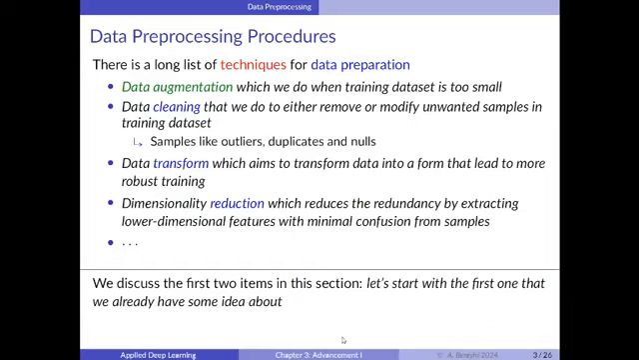Data cleaning is, for example, when we want to remove the unwanted samples, or for example the outliers, the anomalies. Usually the outliers, because anomalies need anomaly detection algorithms.